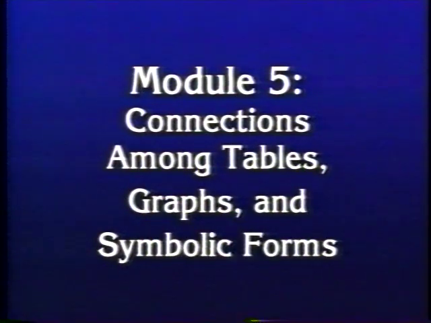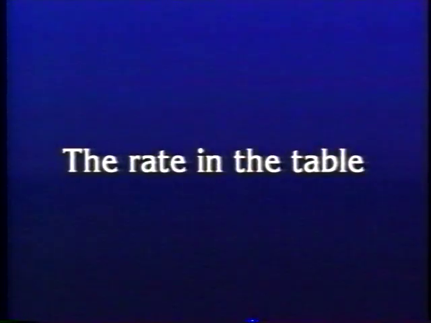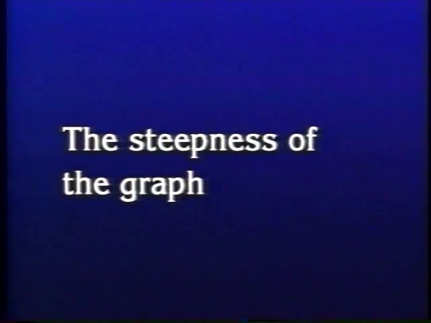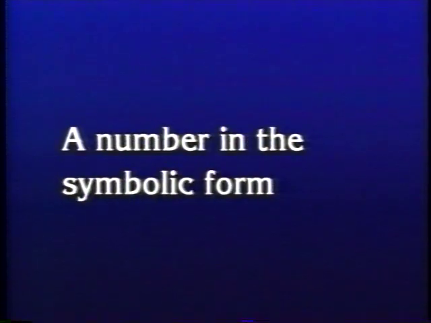In this module, you've learned that an important attribute of a relationship between two variables appears as the rate in the table, the steepness of the graph, a number in the symbolic form.